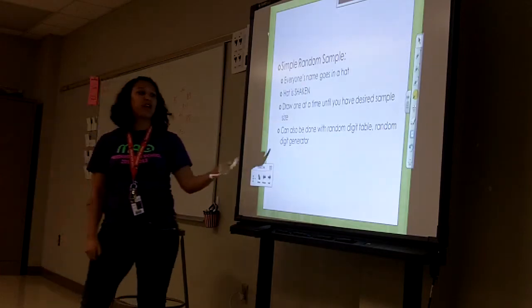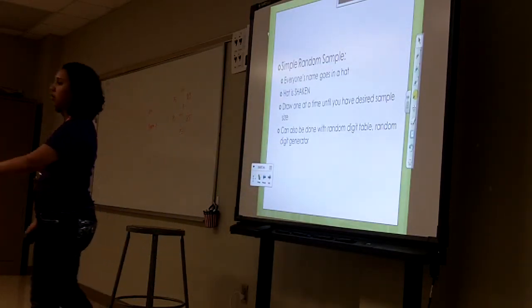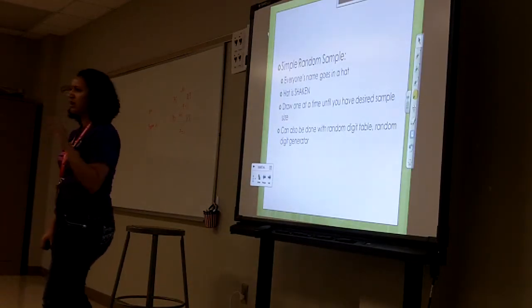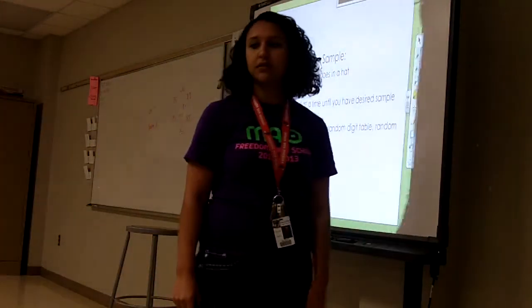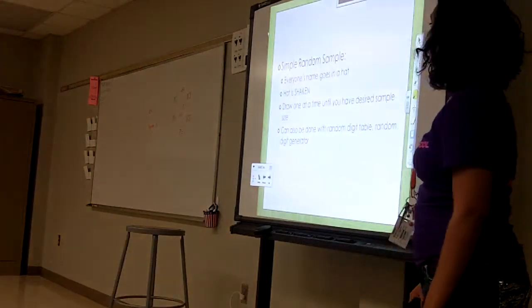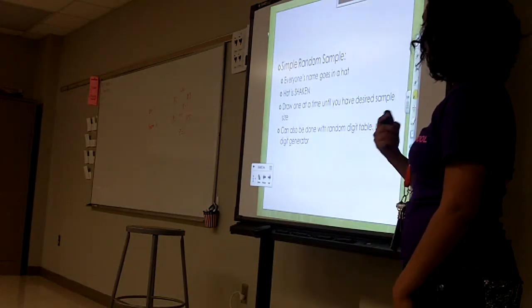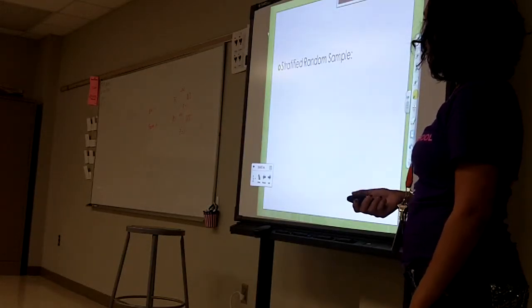That same example can also be done with a random digit table or a random digit generator. You know how to do that on your calculator. Your calculator does that for you. We've been doing a lot of labs that randomly assign numbers. Give everyone a number and see who comes out through the random digit table or your calculator.